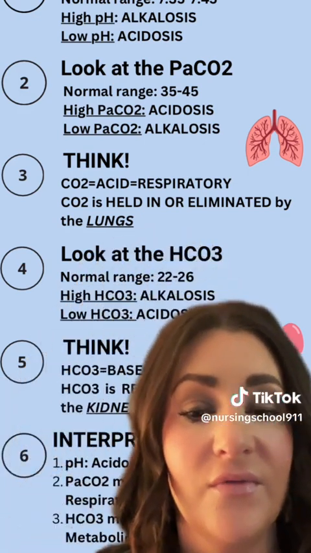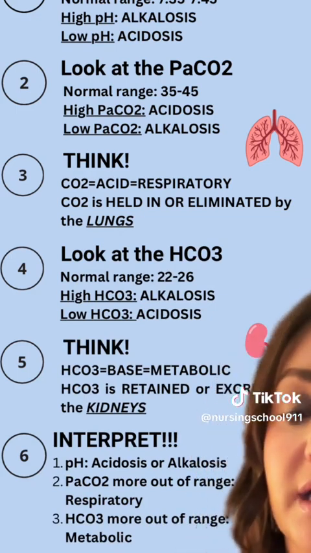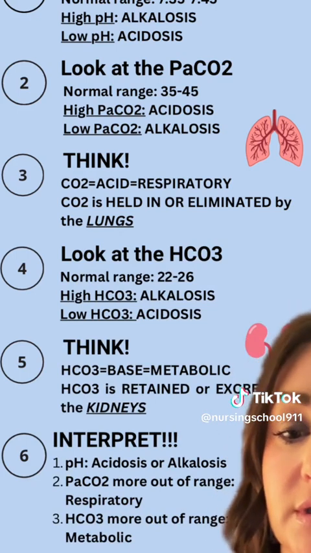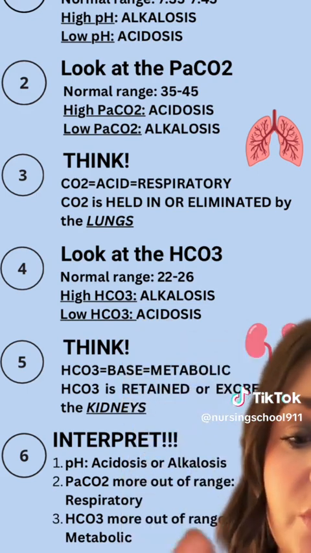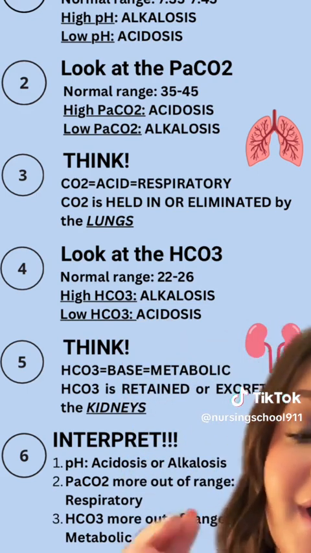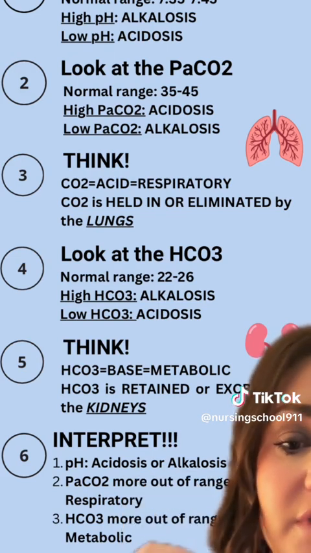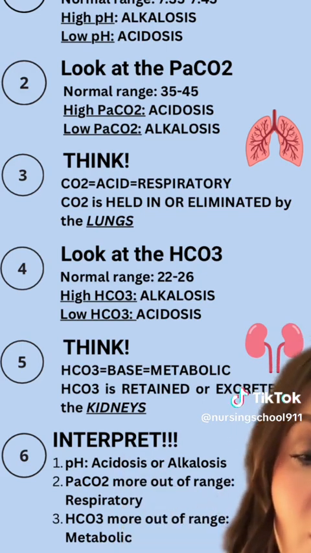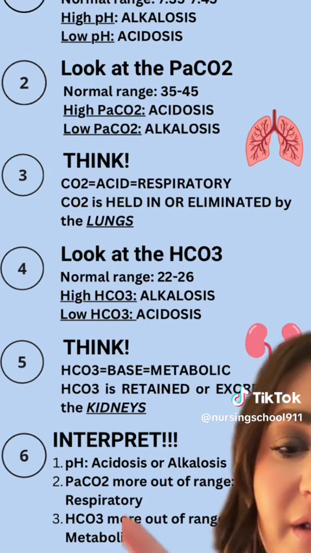All right. Finally, we're ready to interpret. So simply by looking at the pH, we can determine acidosis versus alkalosis. All right. Next, we're going to compare our PaCO2 versus our bicarb. So if it is our PaCO2 that's more out of its normal range, then it's going to be a respiratory issue. If it's our bicarb that's mostly out of its normal range, it's going to be a metabolic issue.